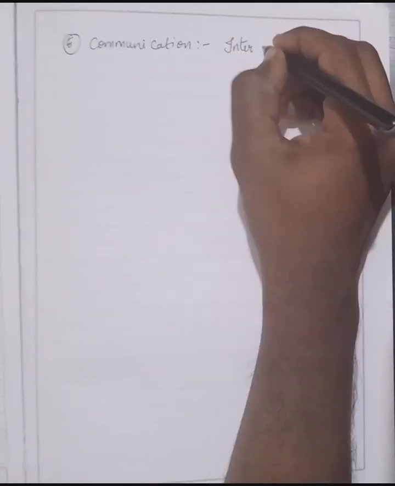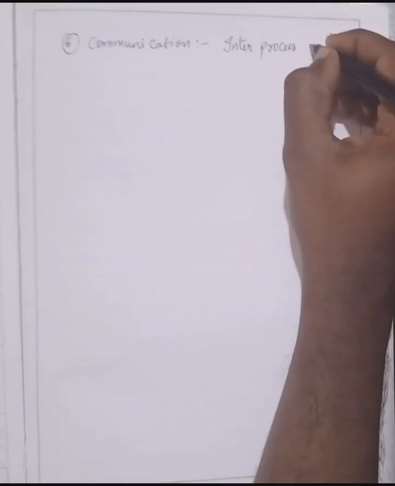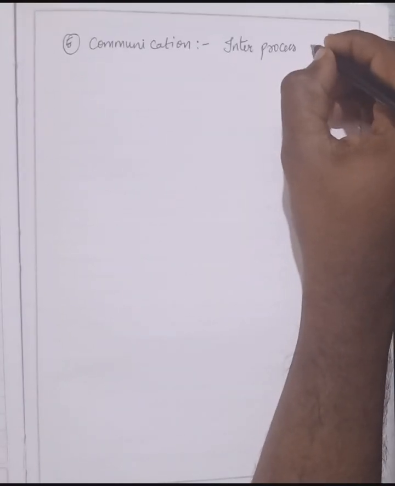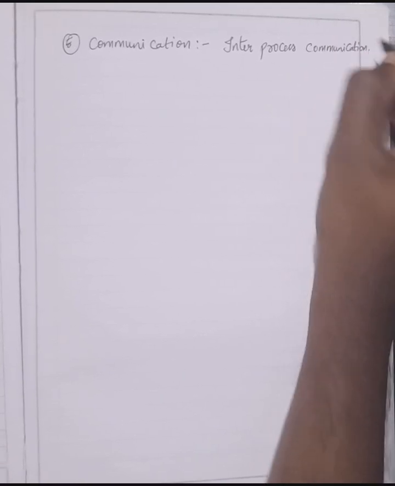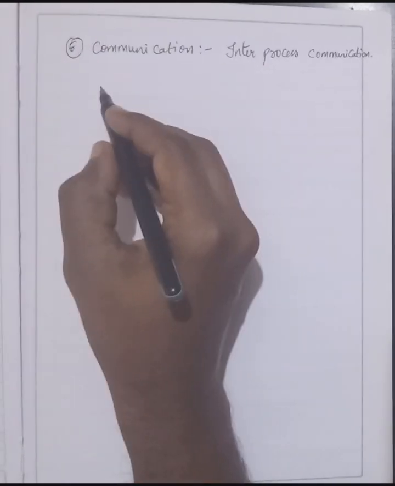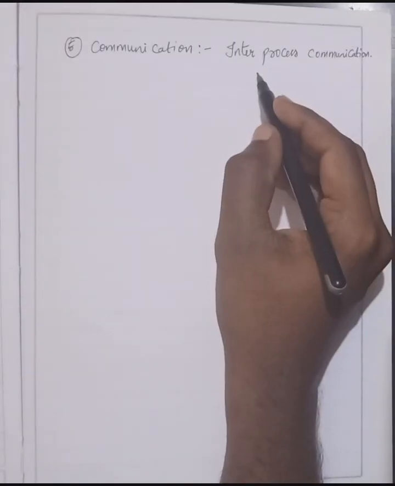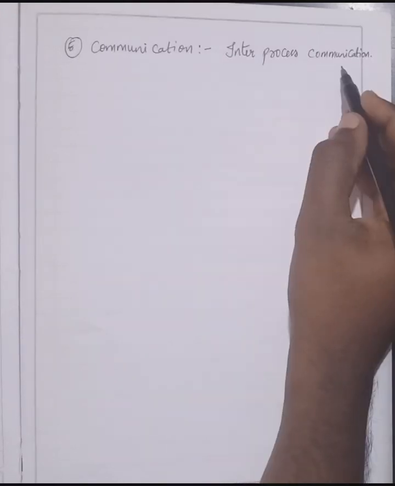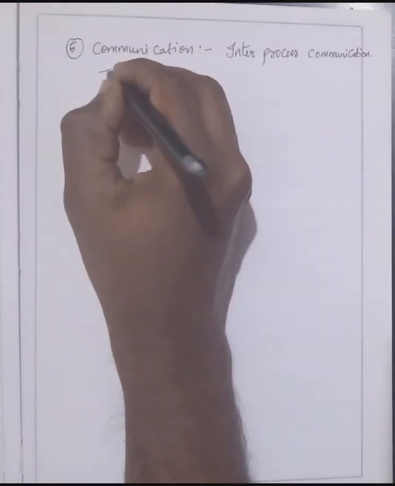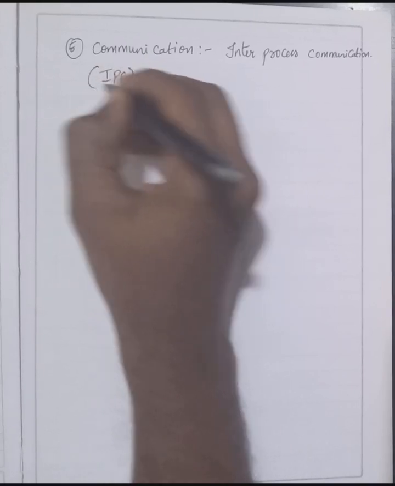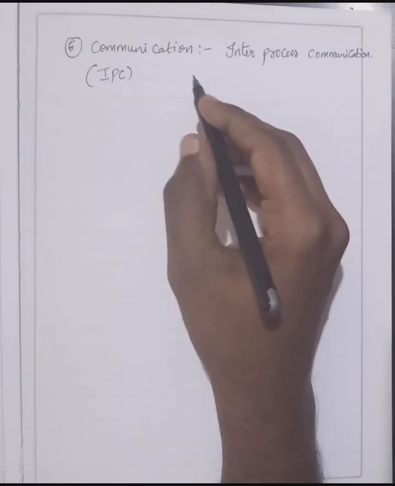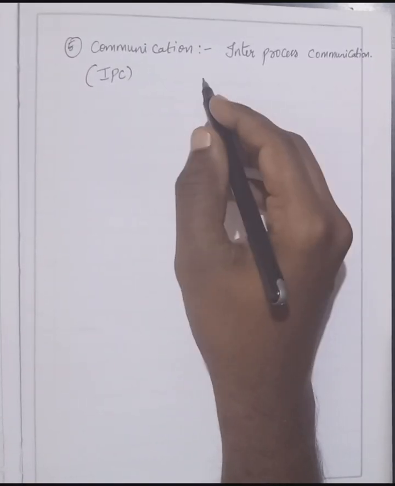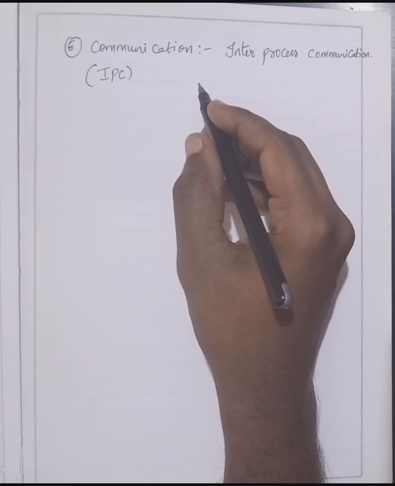Okay, so communication means inter-process communication. Whenever we run more than one process, we call it IPC, that is inter-process communication. It allows one process to communicate with another process, meaning the OS will allow communication between the processes. So that is what we call inter-process communication, and the short form is IPC. One process can send the details to another process.